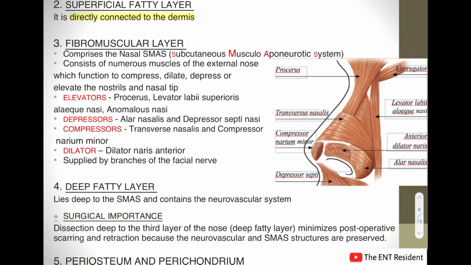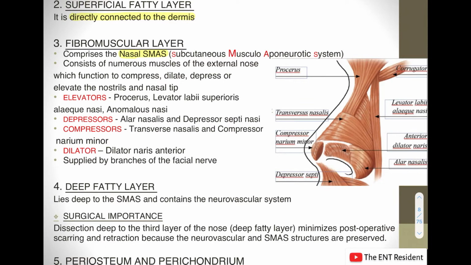Next layer is the fibromuscular layer. It is a very important layer because this is the layer which contains all the muscles of the external nose and it is responsible for all the movements we cause with the nose. This layer is basically called the nasal SMAS. And what is the full form of SMAS here? Subcutaneous muscular aponeurotic system.